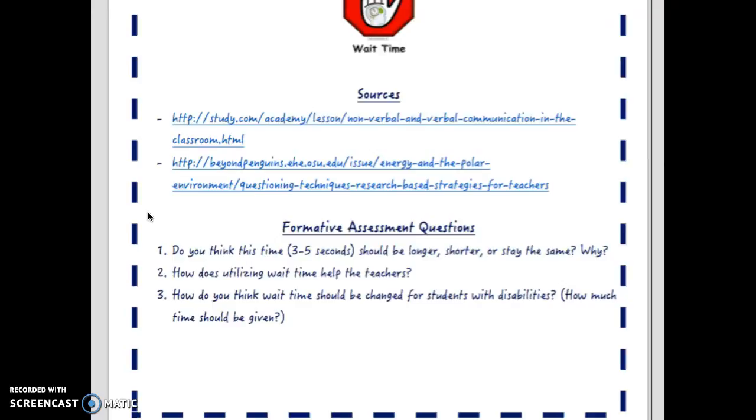Question number 2 is, how does utilizing wait time help the teachers? So coming from a teacher standpoint, how can that help you? And number 3, how do you think wait time should be changed for students with disabilities? So kind of how much time do you think should be given to students with disabilities?